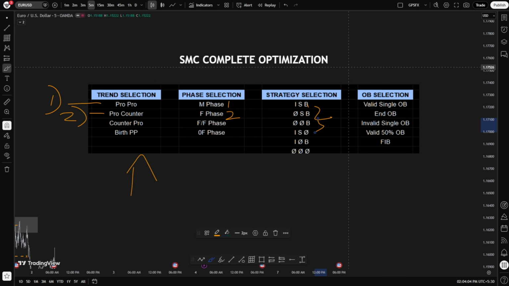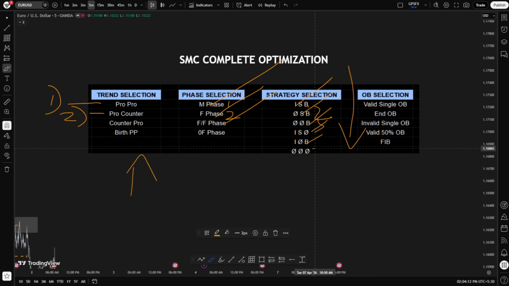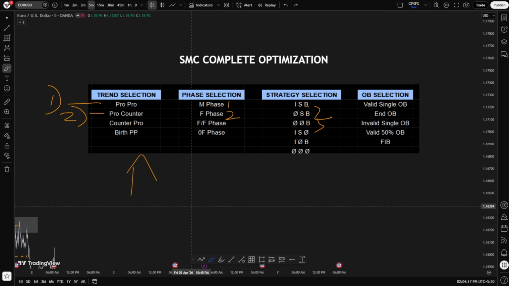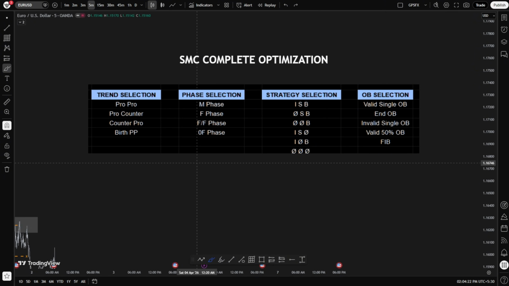So the rank comes from top to bottom, right? So this is the best, this is the second best, this is the third best, right? So this is the same for all the other categories as well, okay? All right. Hope you guys are keeping up with what I'm saying. Let's get into trend selection, right?